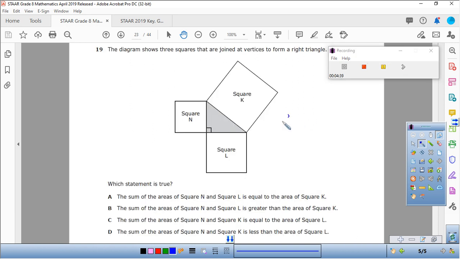Let's go with this one. It's going to go with a squared plus b squared equals c squared. Now, what's a squared? Y'all remember back in 3rd grade, what does a square mean?